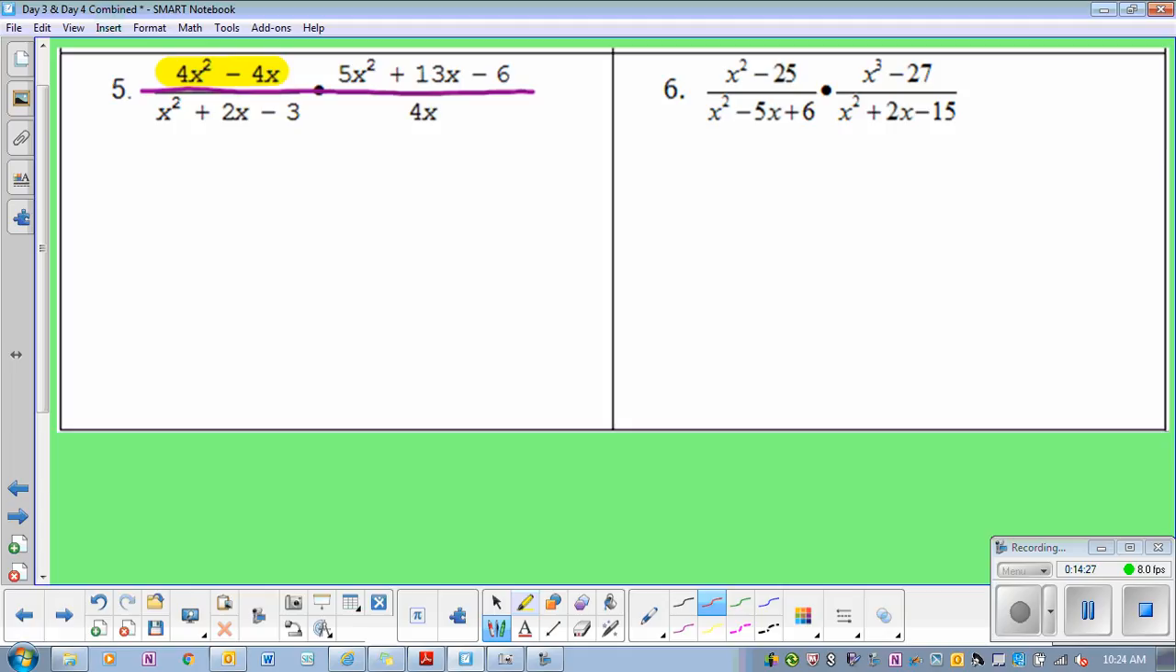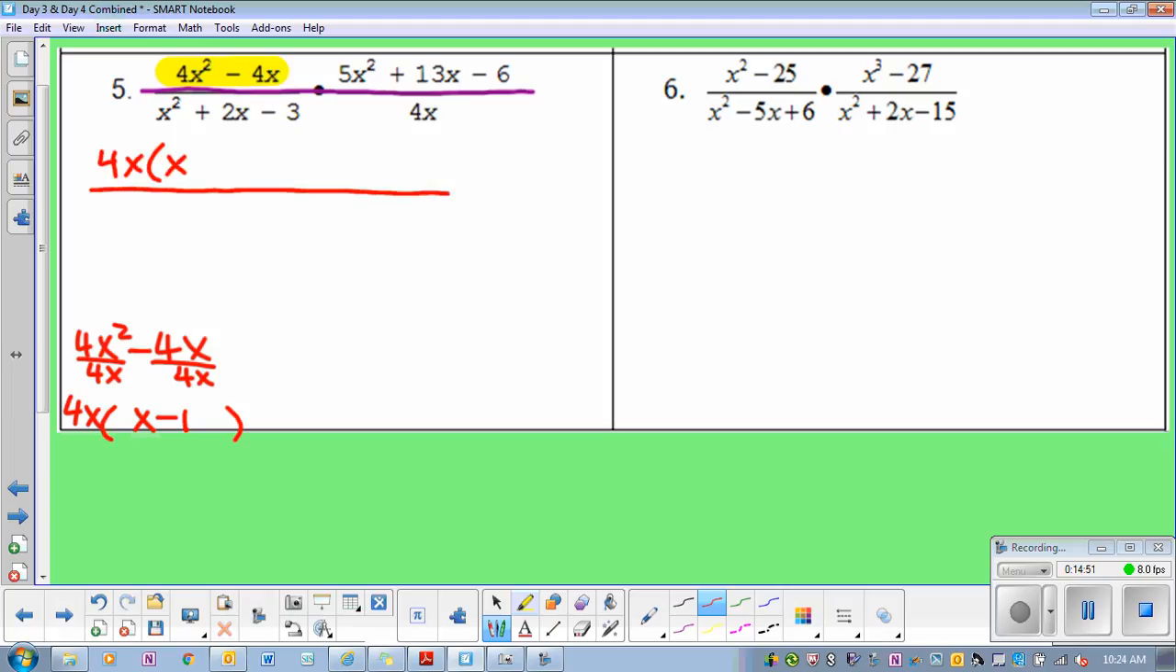What's the first step in factoring? You can divide it. Yeah. What can I divide both of those by? Just 4? What else do they both have? X. So you could divide it by 4x. So then you get x minus 1. Yeah? You have 4x, and then you have x minus 1.